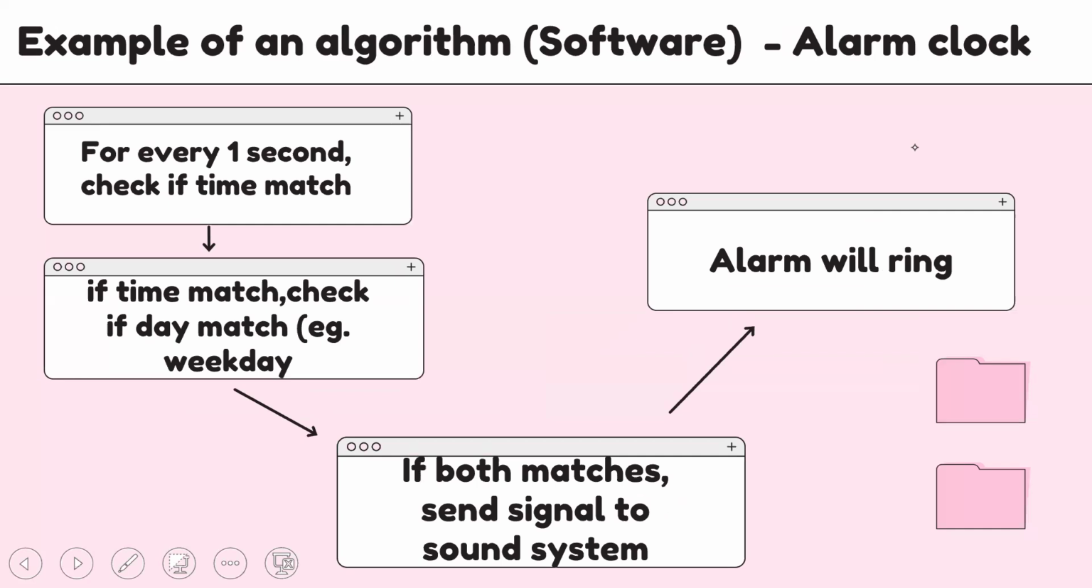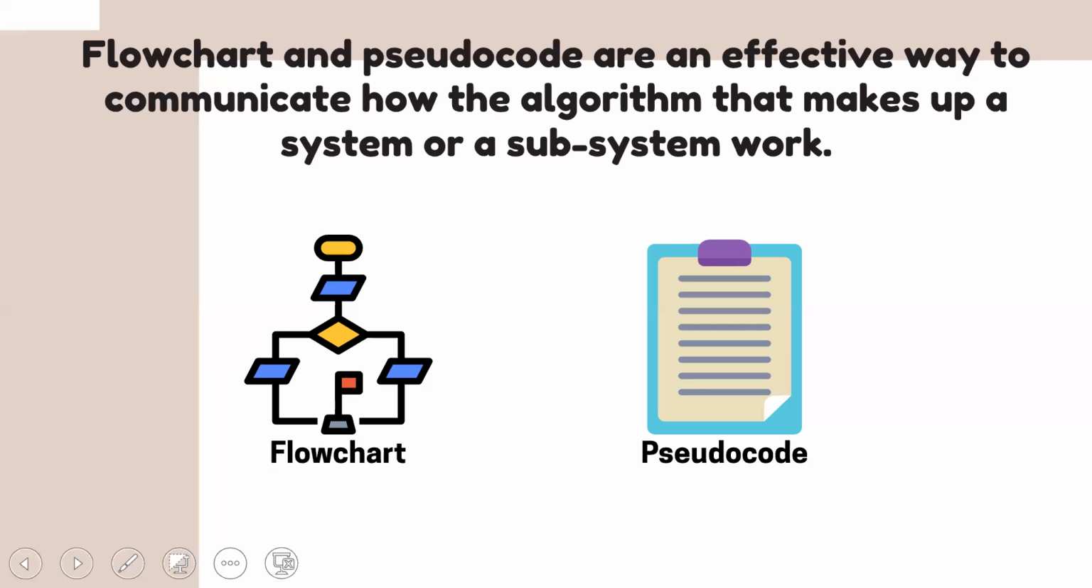In the alarm clock, this is what we have done. For every 1 second, check if the time matches, and if the time matches, check if today's day matches, for example weekdays. If both match, then send a signal to the sound system, which will play the sound. So we are chopping things down again into multiple pieces.